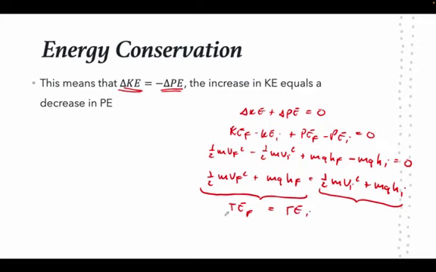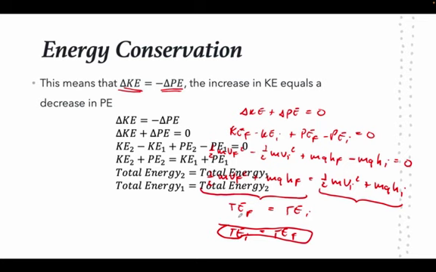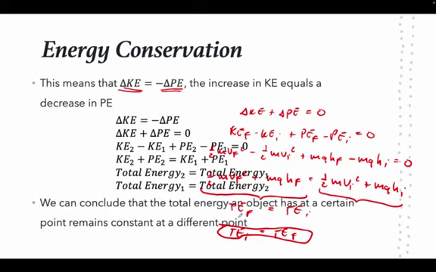So what is this telling us? This is telling us that the total energy that an object had at the beginning, or at any point, is equal to the total energy that the object will have at any other point. This tells us that the total energy of an object is always constant. Okay, so this is very important, right? This tells us that throughout the path of the object, the total energy is constant.